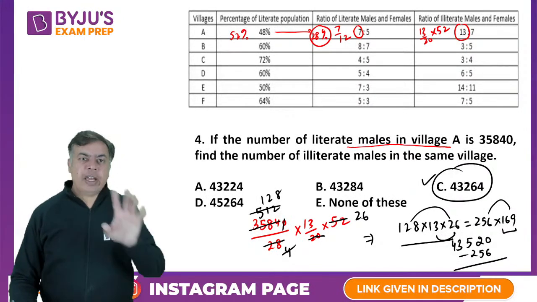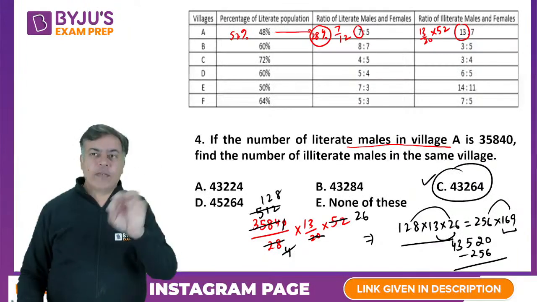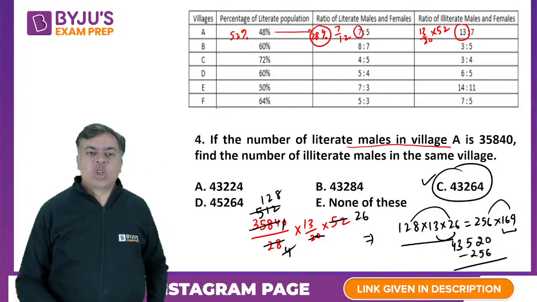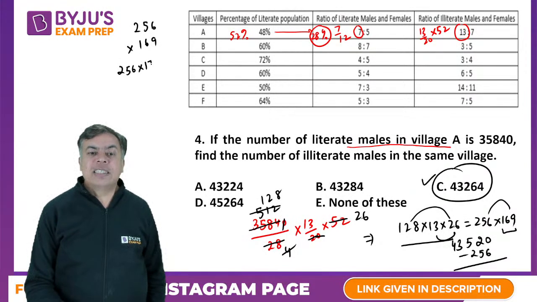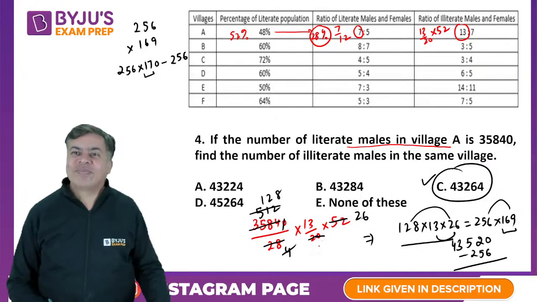See here what I did. It was 256 into 169. What I did was 256 into 170 minus 256, because 17 I know the table.